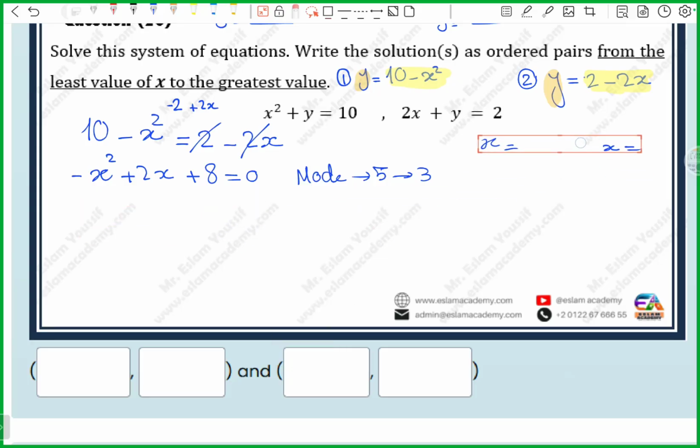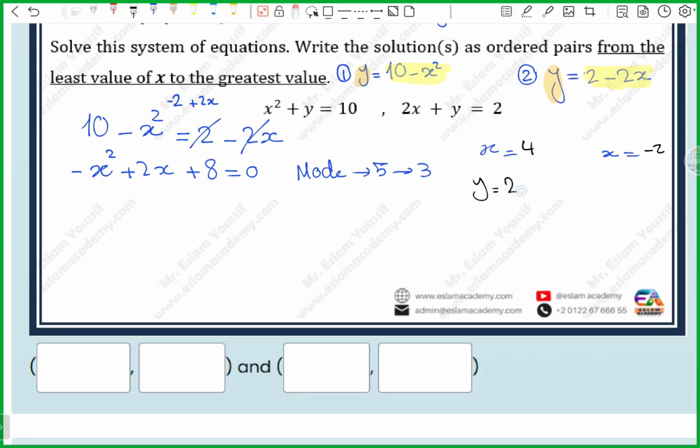Could you tell me what is the value for x? It's 4 and negative 2. Thank you. 4 and negative 2. Which equation do you want me to use? Equation number 1 or equation number 2? Number 2. So just solve it. Y equals 2 minus 2 multiplied by 4. What is the value now for y? Negative 6.